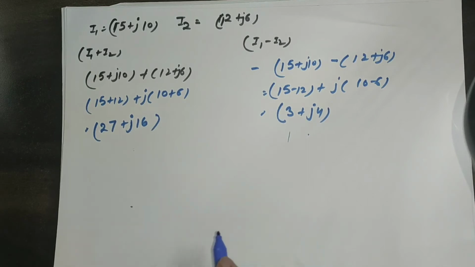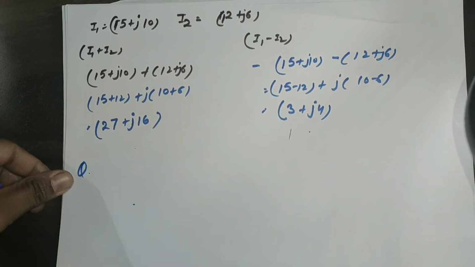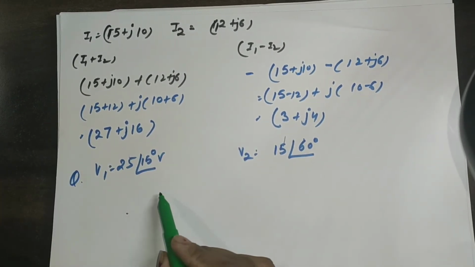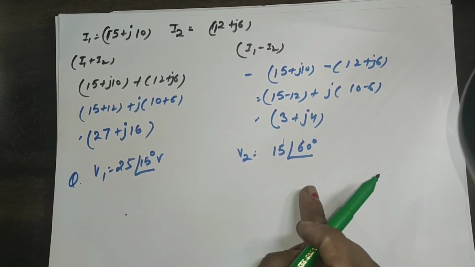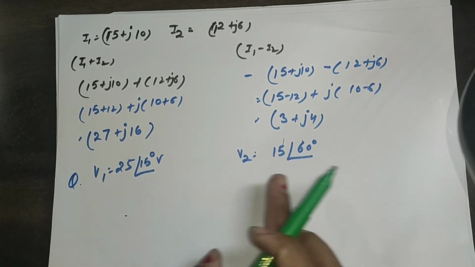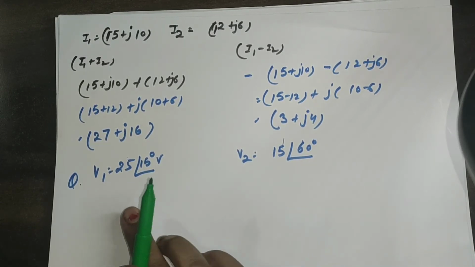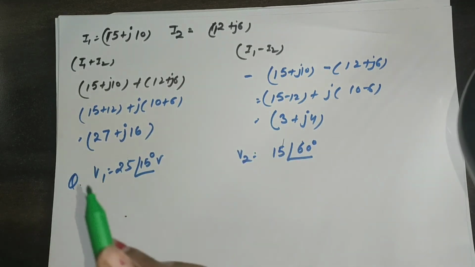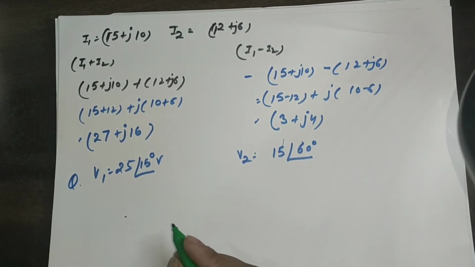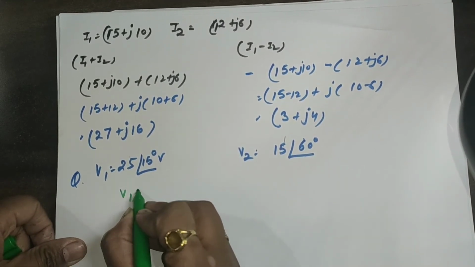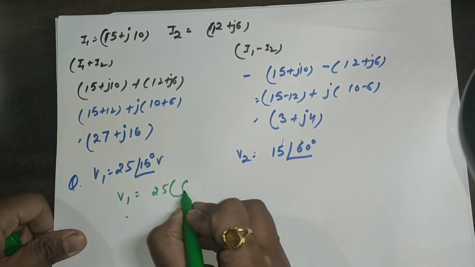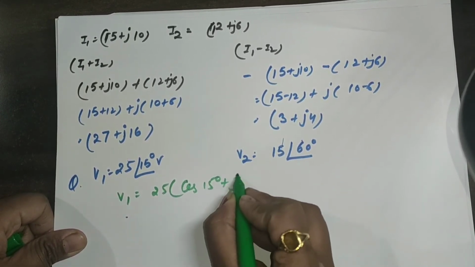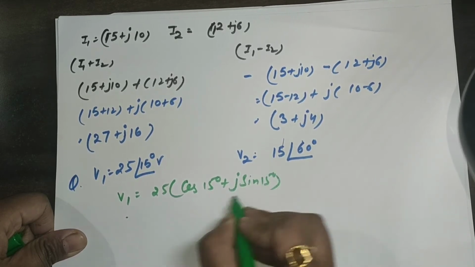Okay, now second will be from the polar form. Now the question is this: determine the resultant voltage of two voltages V1 and V2 given in the polar form. So we cannot perform addition and subtraction in polar form, so we have to convert either into the rectangular form or into the trigonometrical form. So we are converting into the rectangular form, that is V1 equals 25 cos 15 plus J sin 15.